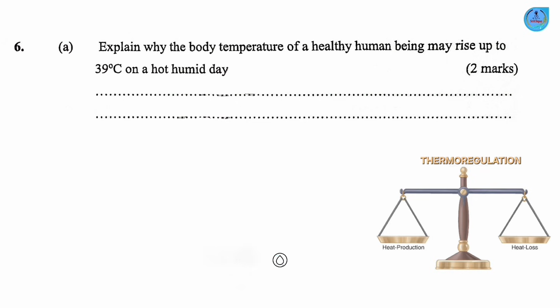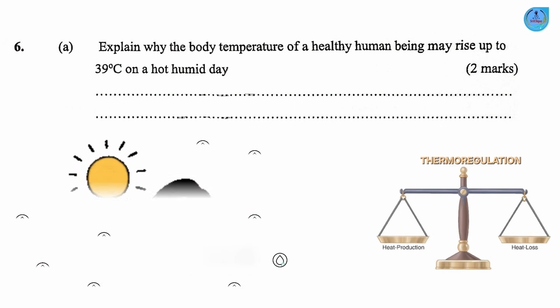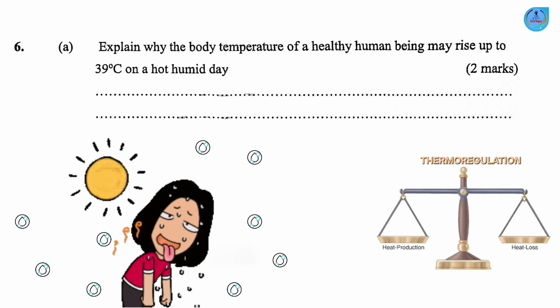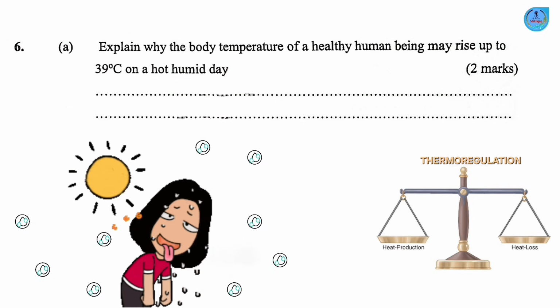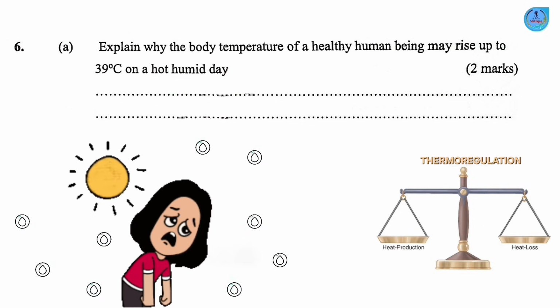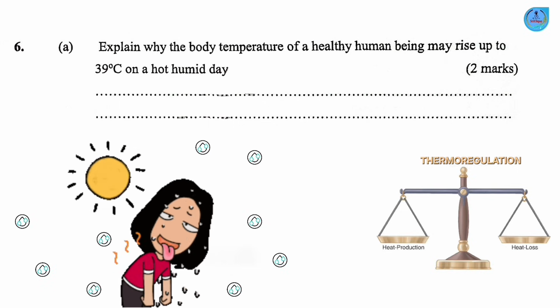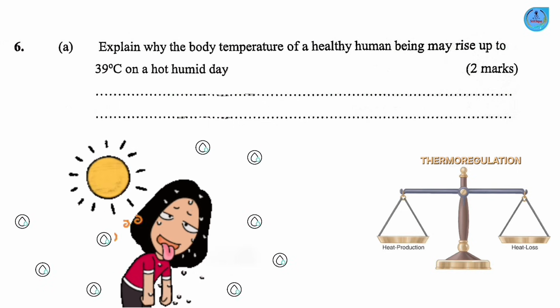Now, on a hot day, there is going to be a significant amount of heat in the surroundings. Now, one of the ways our body loses heat is by evaporation of sweat. When it evaporates, it leaves a cooling effect on the body, okay, because it uses heat from our body.